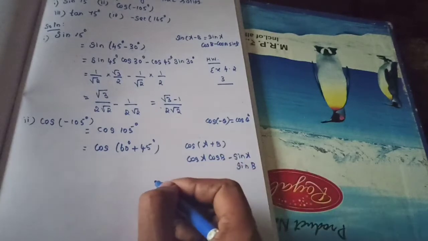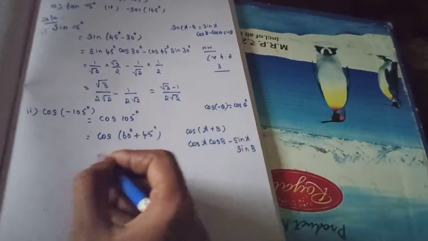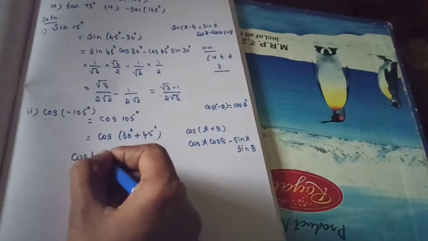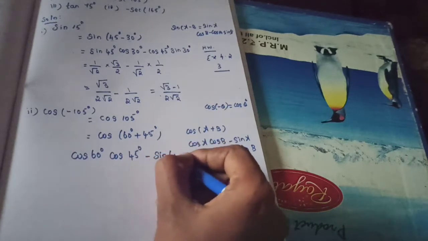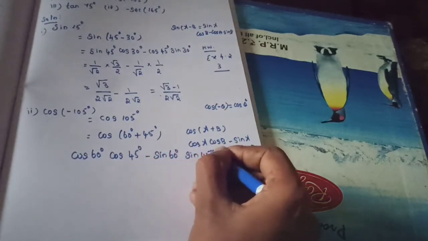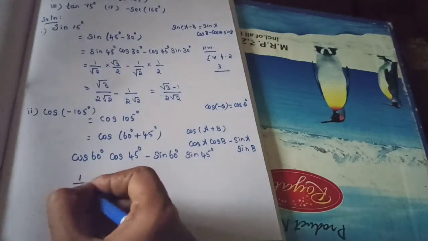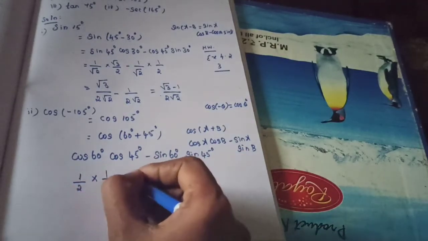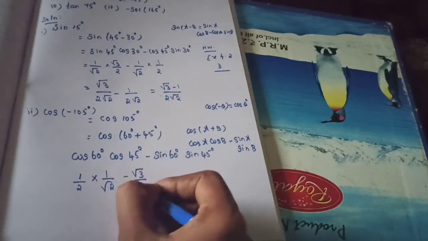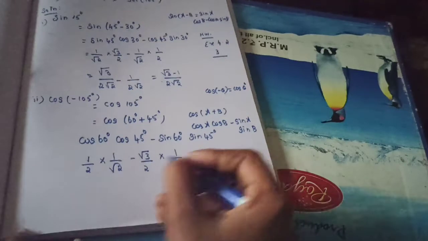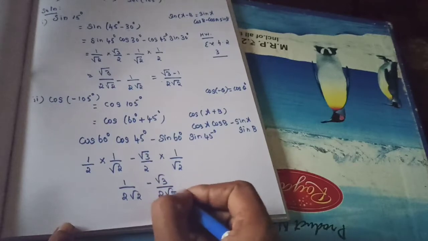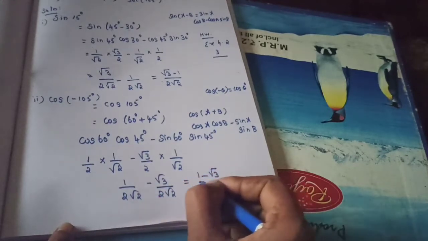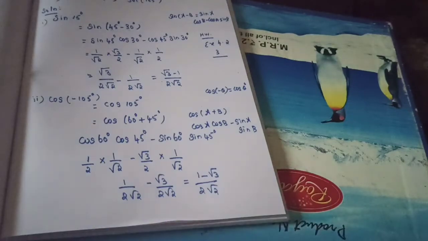If we know all the 6 formulas, you can do it very easily. So you can substitute here: cos 60 degree, cos 45 degree, minus sin 60 degree, sin 45 degree. Substitute all the values: 1 by 2 into 1 by root 2 minus root 3 by 2 into 1 by root 2. You know all the values. Multiply: 1 by 2 root 2 minus root 3 by 2 root 2. That's equal to 1 minus root 3 by 2 root 2. Understand, students? Okay. Then the third one.